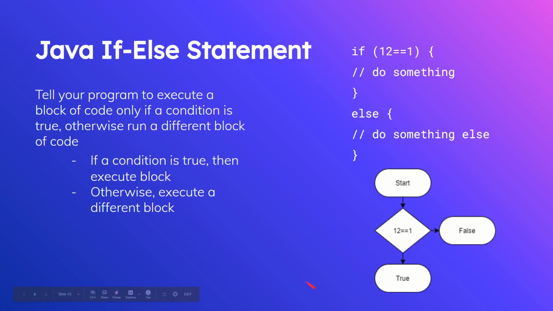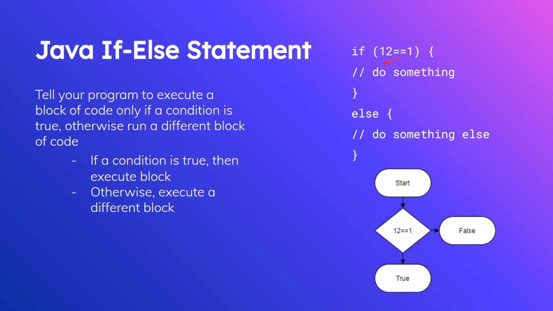Alrighty. So for the if-else statement, it's identified with if and else. But essentially, all it's saying is if this condition is true, I want to do this thing. But if it's false, I want to do something else.